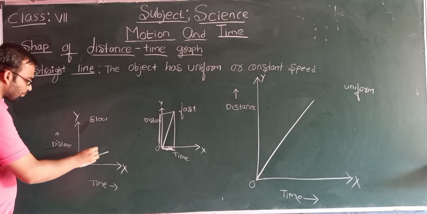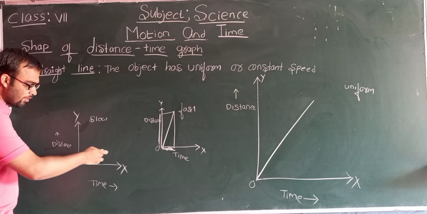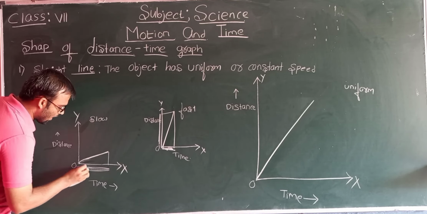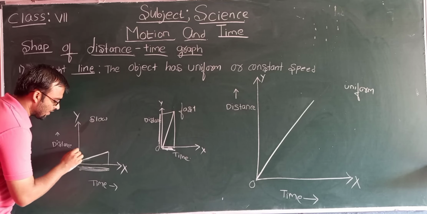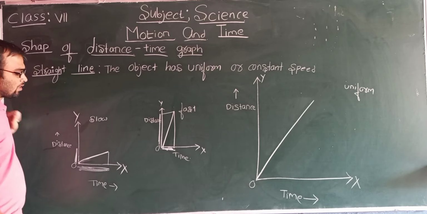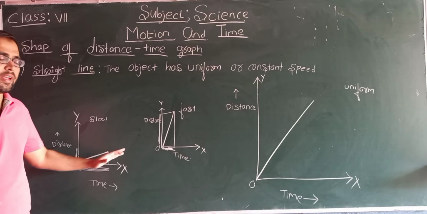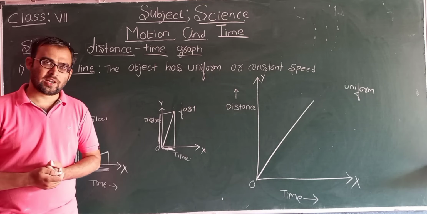And now look at this one. It is also a straight line, but just look at here, in this much time it has covered only this distance. So it means that the car, or any vehicle, is traveling slowly. Okay, so I think you might have understood the straight line graphs.